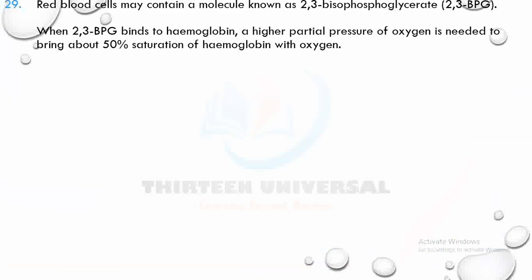Okay, choosing the answer. Red blood cells may contain a molecule known as 2,3-bisphosphoglycerate, 2,3-BPG. Then look at the narrative. So when 2,3-BPG binds to hemoglobin, a higher partial pressure of oxygen is needed.